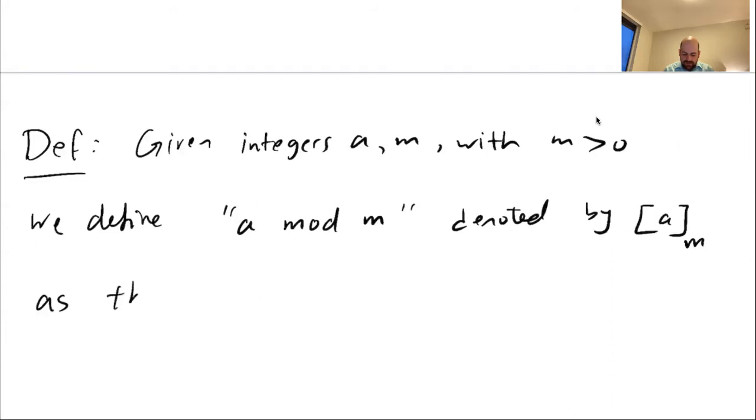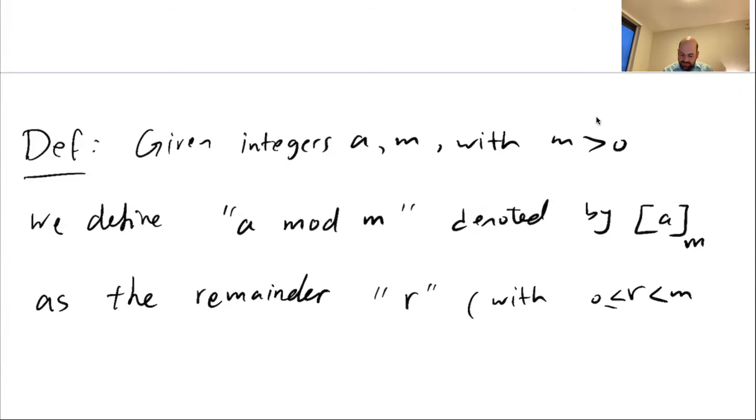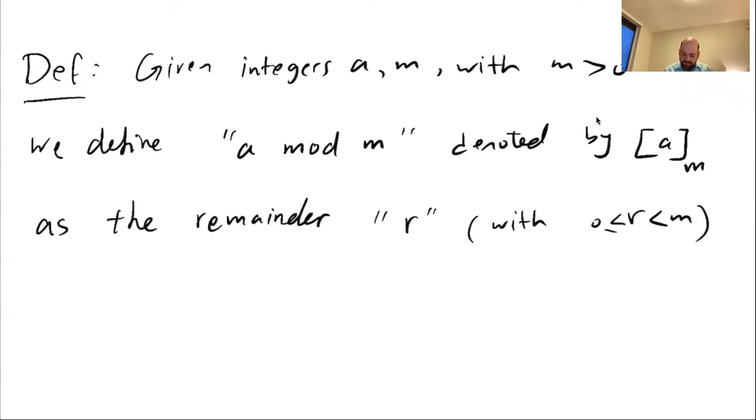as the remainder R, and as you know, with R bigger than or equal to 0, less than m, as a remainder R, when a is divided by m.